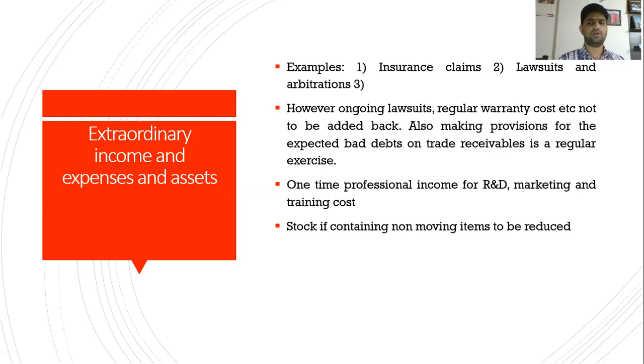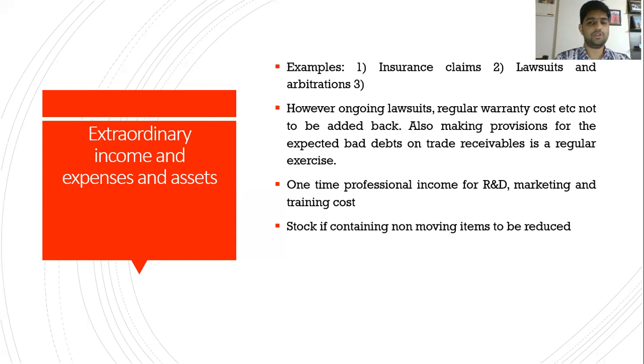And regular warranty cost: based upon the production, they may find some percentage of defects, and because of that there can be a regular warranty cost. This warranty cost we should not add back if it is regular in nature. Also, making provision for expected bad debts on trade receivables should not be added back, because if that is recurring in nature, in the market there will be some bad debts. Only extraordinary expenses and extraordinary income should be adjusted.